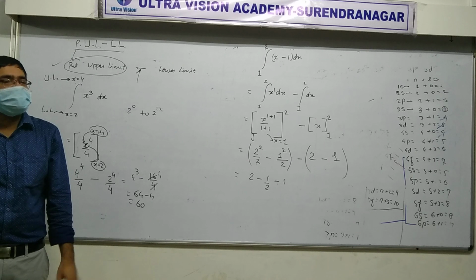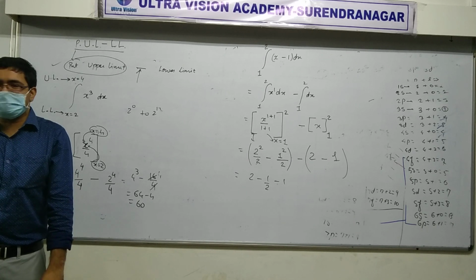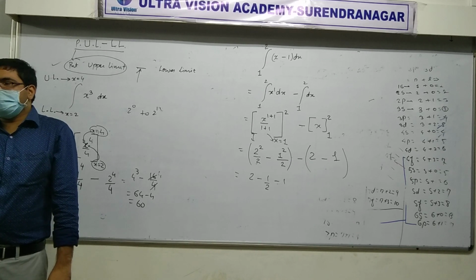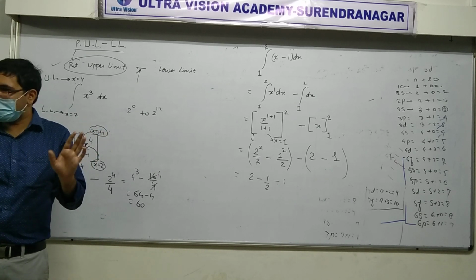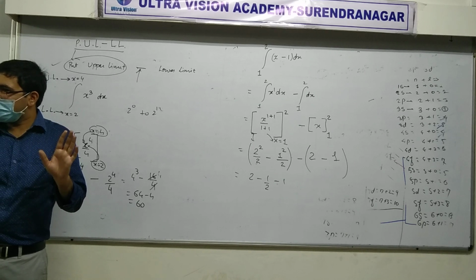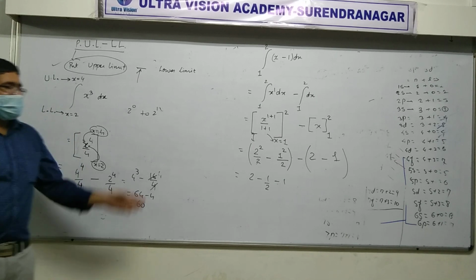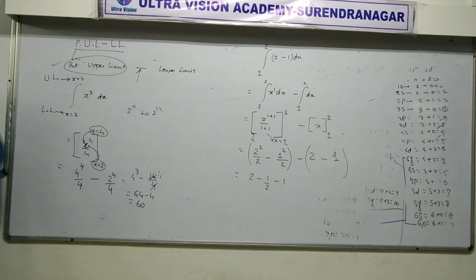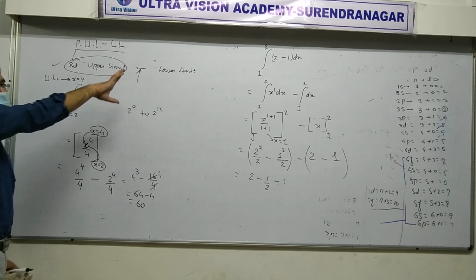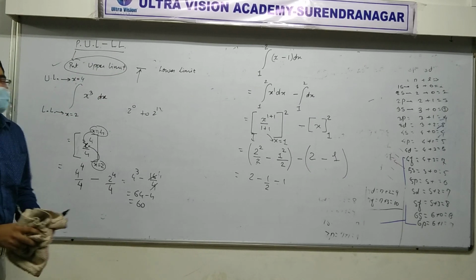Yes, done. Who else has finished it? Right. The answer is half. 1 by 2. Correct or not? Yes. Okay. 2 minus 1 is 1, and 1 minus 1 by 2 is half. However you do it, the answer will be the same. Okay. Is this clear? The full procedure? Yes. Okay.